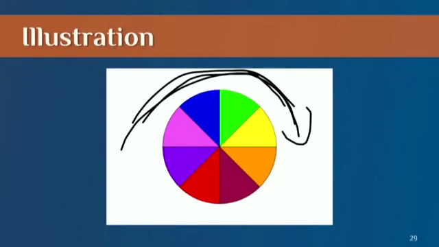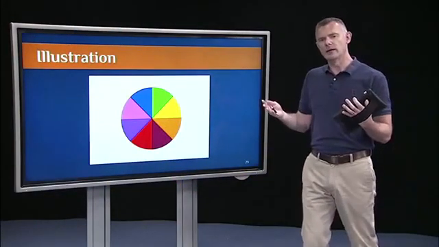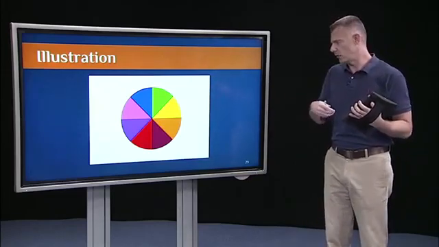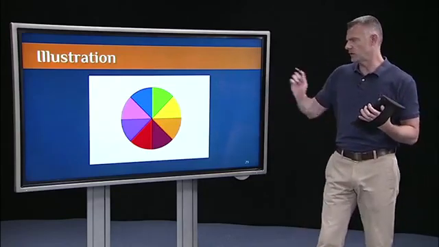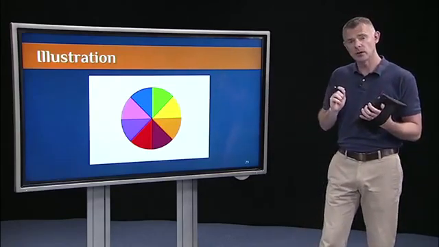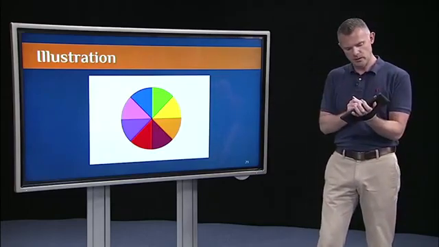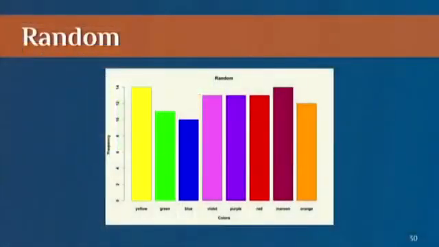I can spin it and it can randomly come up on any color. So I can't predict which color it's going to come up. If it's truly random and we spin this wheel over and over and over again and we just count how many times I get yellow, how many times I get green, how many times I get blue, then we should have what's called a uniform distribution. In other words, it should look like this. This would be a random distribution of spins.